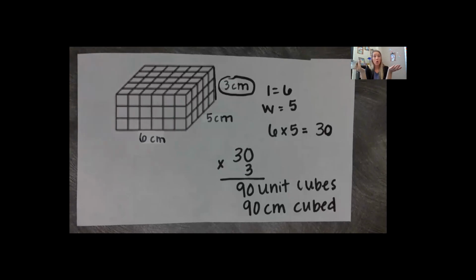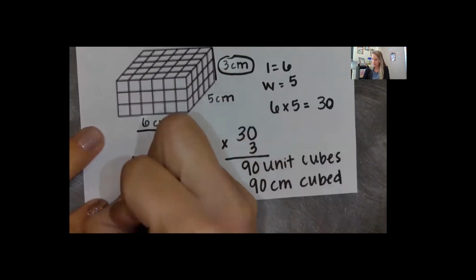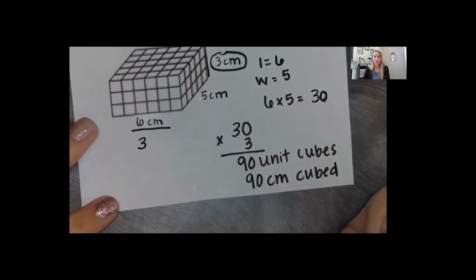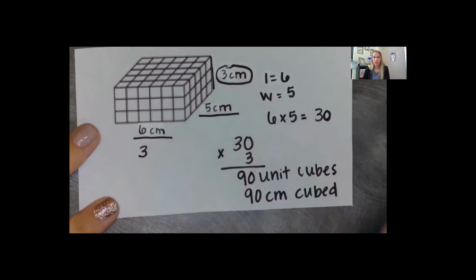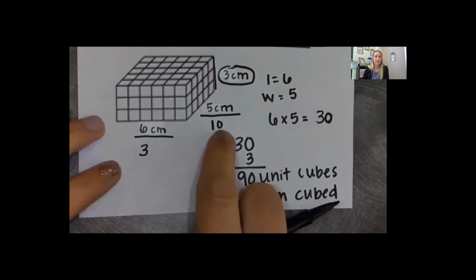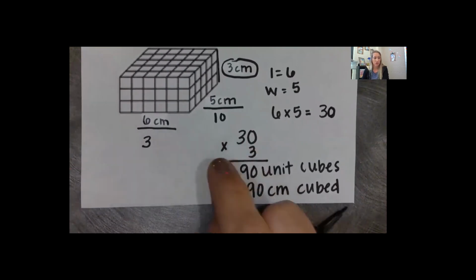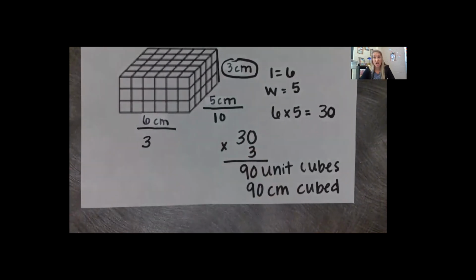For instance, what happens if I would have half the length and got 3, but I doubled the width and made it 10? Does the base still going to be made up of 30 unit cubes? It sure is. So let's keep that in mind. Not all prisms with 90 cubic units are going to look the same.